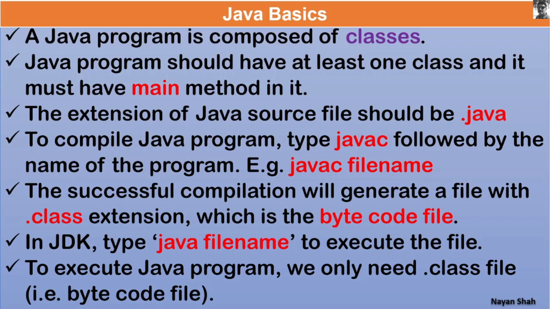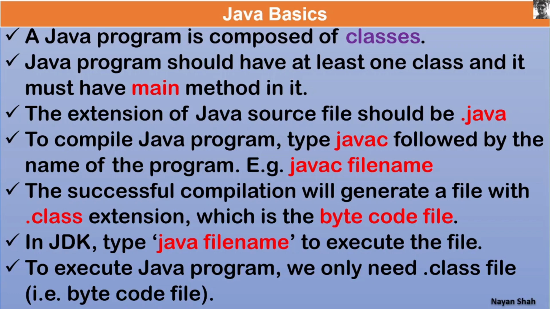So as I said, a Java program is composed of either one or as many classes as you want. There is no limit on how many classes you can have in your Java program. It depends on your requirement. But it has to be one class minimum, and that one class must have a main method in it. So whether your Java program is made up of one class or 100 classes, there has to be one class where the main method is written.